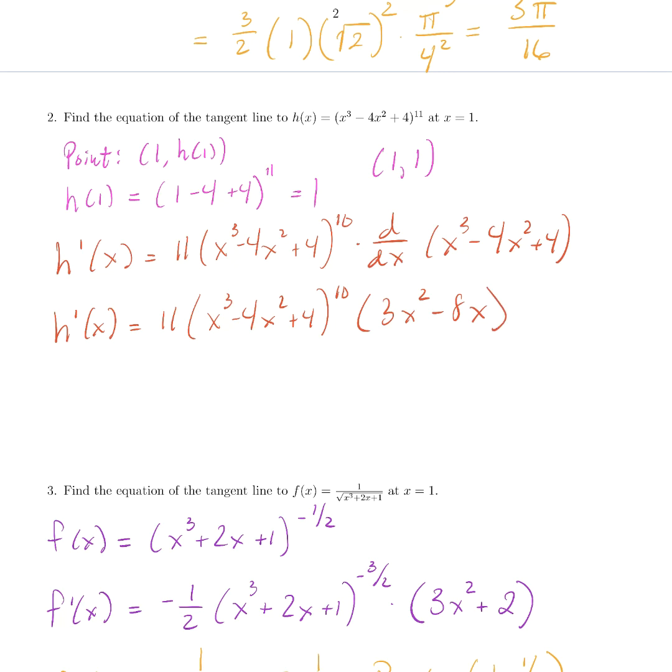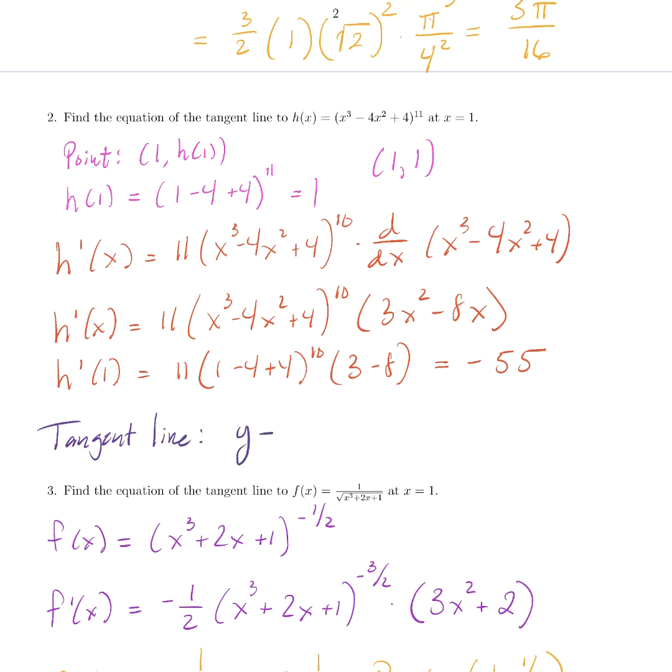And we want to know the slope of that tangent line at 1, so h prime of 1 is 11 times 1 minus 4 plus 4 to the 10th times 3 minus 8. So let's see, that looks like 11 times 1 to the 10th, that's 11, times negative 5. 11 times negative 5 is negative 55. So we can write down the tangent line. It's y minus the y coordinate of our point, which is 1, is equal to negative 55 times x minus the x coordinate of our point, which is also 1.